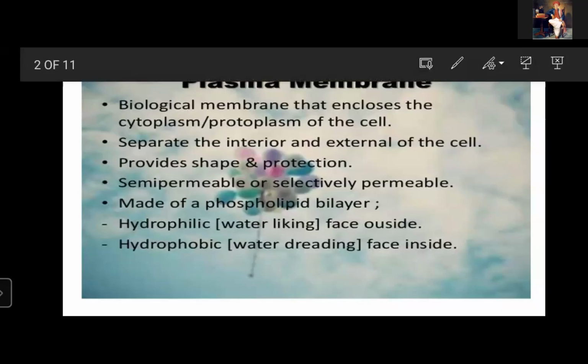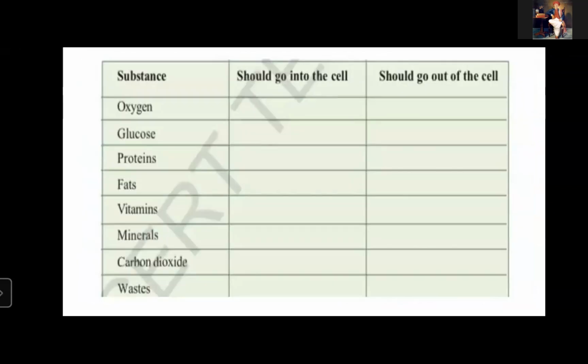It is made up of phospholipid bilayers, with a hydrophilic, water-loving phase outside and a hydrophobic, water-fearing phase inside. And what is the function of plasma membrane? It protects the cell, the cytoplasm and protoplasm. It gives a definite shape to the cell. Next one.